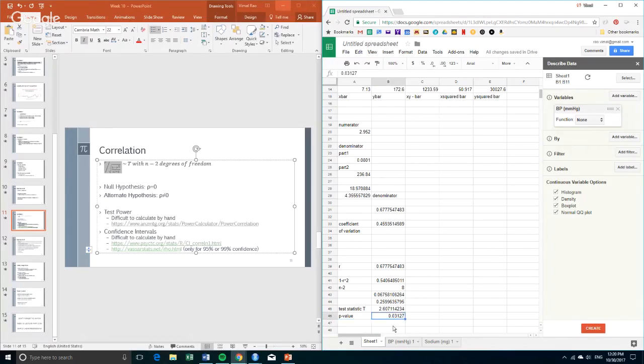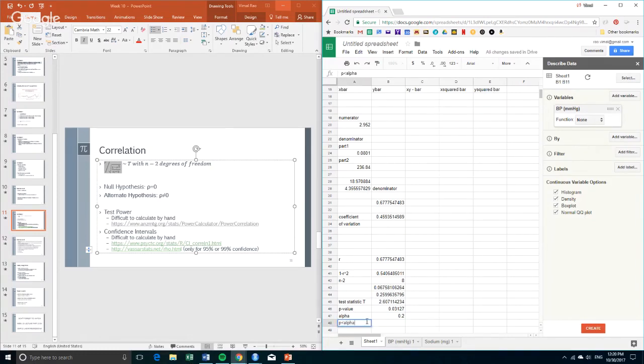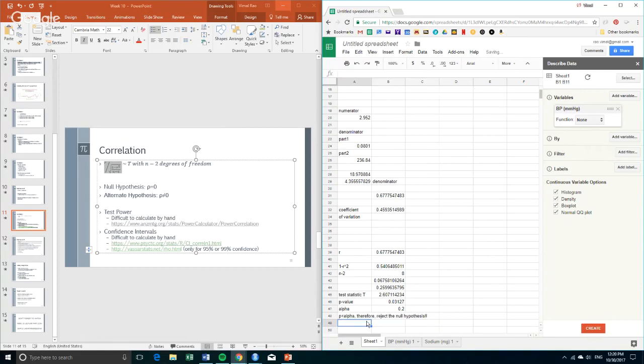P here is less than alpha. Remember we said we're changing our specificity to 80%, so alpha is 0.2. P is less than alpha, therefore reject the null hypothesis. So it appears that we have sufficient evidence to suggest that our null hypothesis that the correlation between sodium intake and systolic blood pressure is equal to 0 is not true. That we estimate that the correlation between sodium intake and systolic blood pressure is approximately R equals 0.6777.